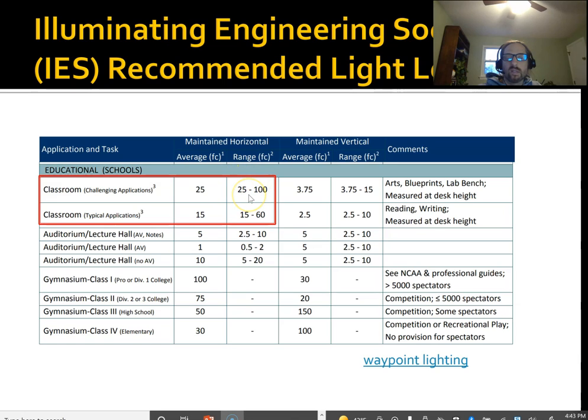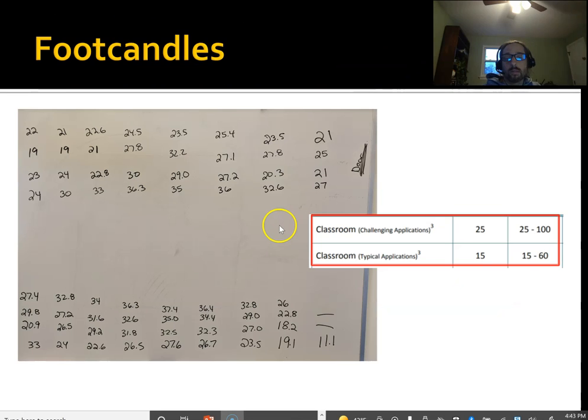If you're doing a lab where you really have to see what you're doing, it's not just reading and writing, you might want a little more brightness. Now if you're just in a lecture hall listening to somebody talk, it can be pretty dim. So we took light levels in the classroom, and I wanted to match it up and see how we did in terms of the appropriateness of light levels.